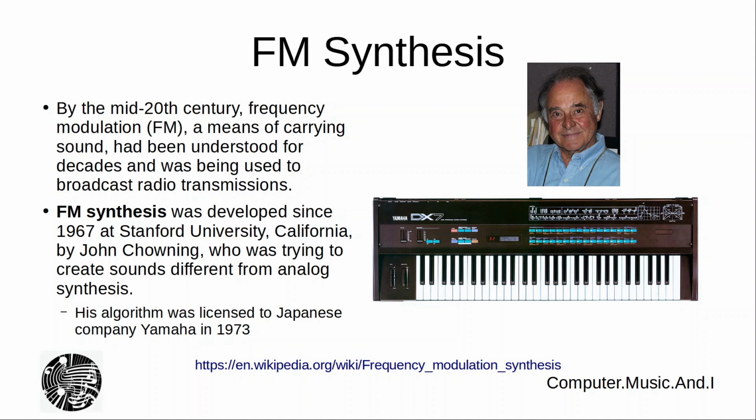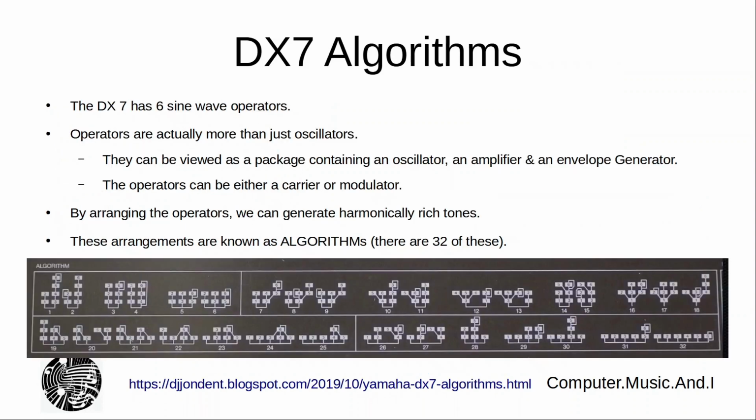Now, these algorithms inside the DX7 can be depicted in block diagrams like we see here, which are printed on the device itself. The DX7 at that time had 6 sine operators, and a sine operator, as I mentioned before, is more than just an oscillator. It can be viewed as a package containing the oscillator, an amplifier, and an envelope generator, and these operators can be combined and can take the role of either the carrier or the modulator.